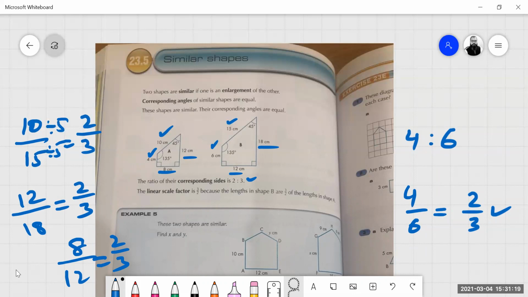The linear scale factor is 3 over 2 because the lengths in shape B are 3 over 2 of the lengths in shape A. We are comparing from A to B. If we compare from B to A, this will be the opposite.